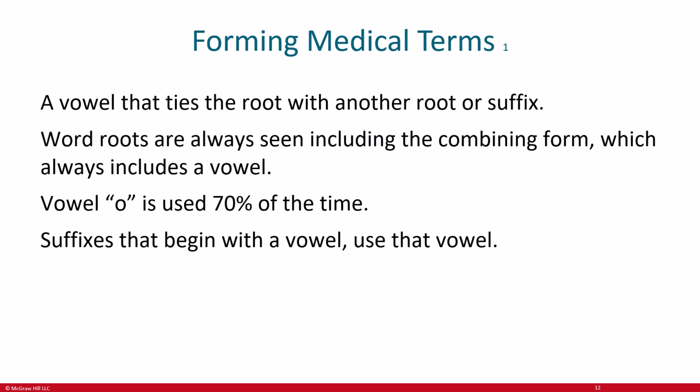All right, now we're going to talk about a vowel that ties the root with another root or suffix. Word roots are always seen including the combining form, which always includes a vowel. So vowel O is used 70% of the time. Suffixes that begin with a vowel use that vowel. What this means is that if your suffix begins with a vowel, we don't need the combining vowel. So we don't need a combining form because our suffix already begins with a vowel, which will aid in the pronunciation of the medical term. I will have more examples of that as we go.